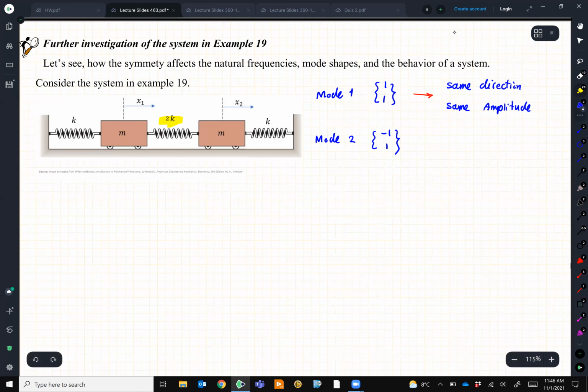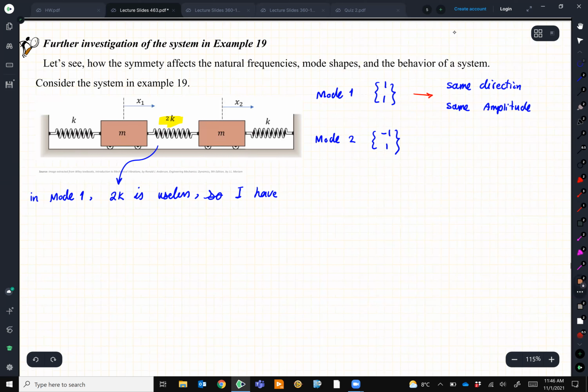So let's then say in mode 1, 2k is useless. If it doesn't do anything for me, I just let it go, remove it.